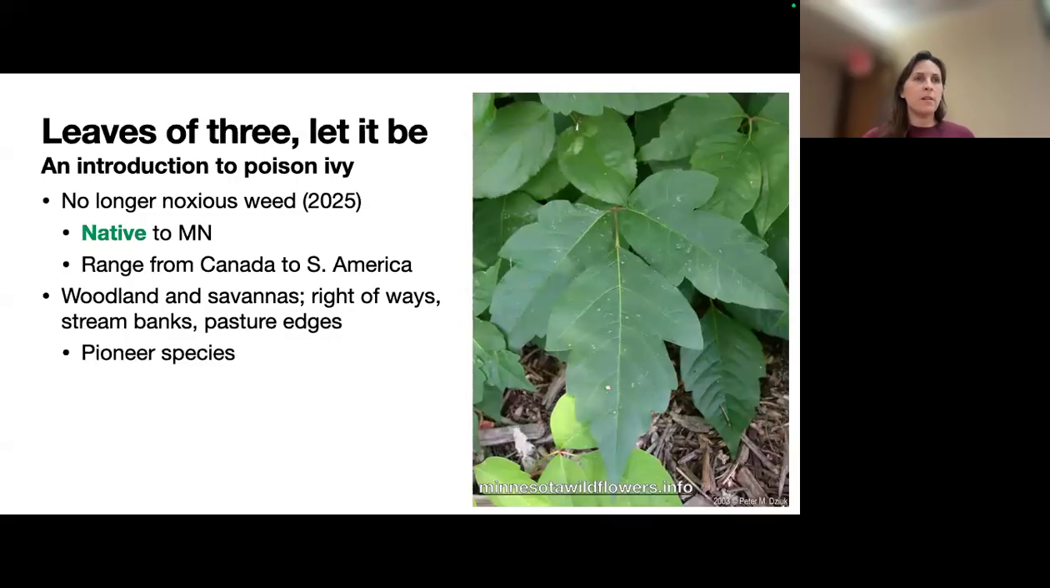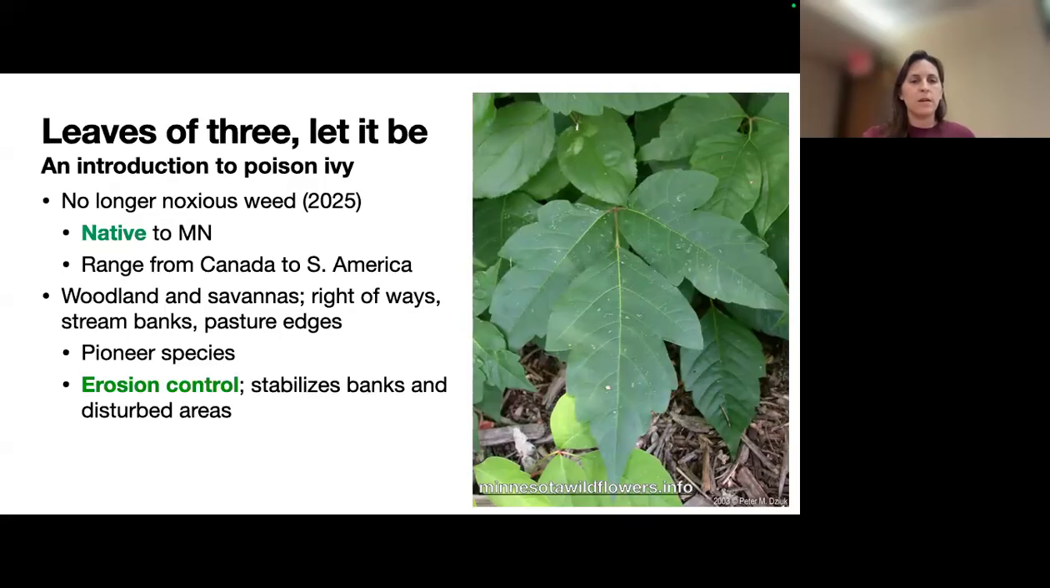And it is considered a pioneer species, meaning that after the disruption of the soil has taken place, it does take root pretty easily and spreads pretty aggressively. It's one of the first plants that you'll often find in disturbed areas. But it also plays a really valuable role in erosion control. Because of the way it grows, especially Western poison ivy with the rhizomes, it can play a really awesome role in stabilizing the banks and other disturbed areas. And so will prevent that type of soil runoff in the event of heavy rain.